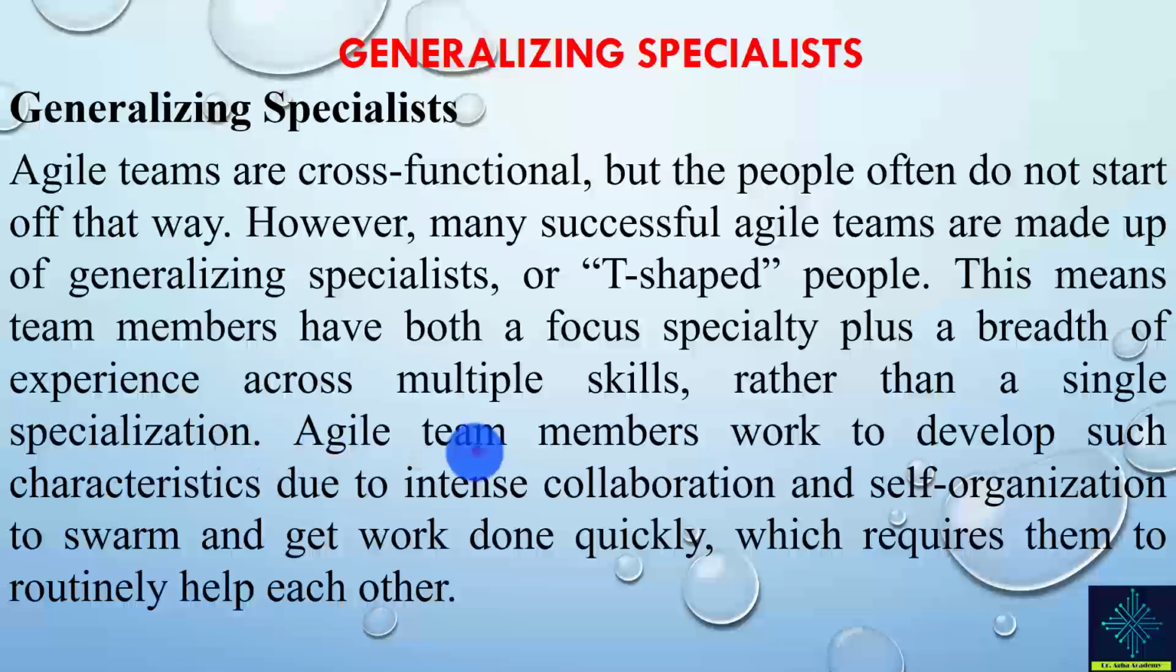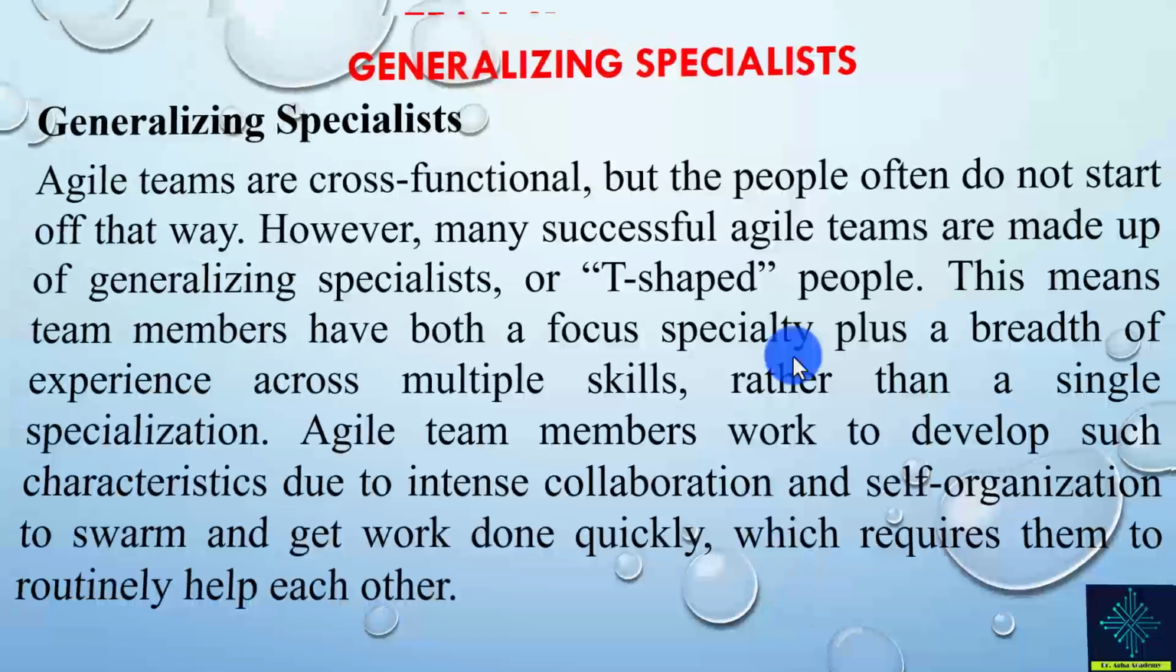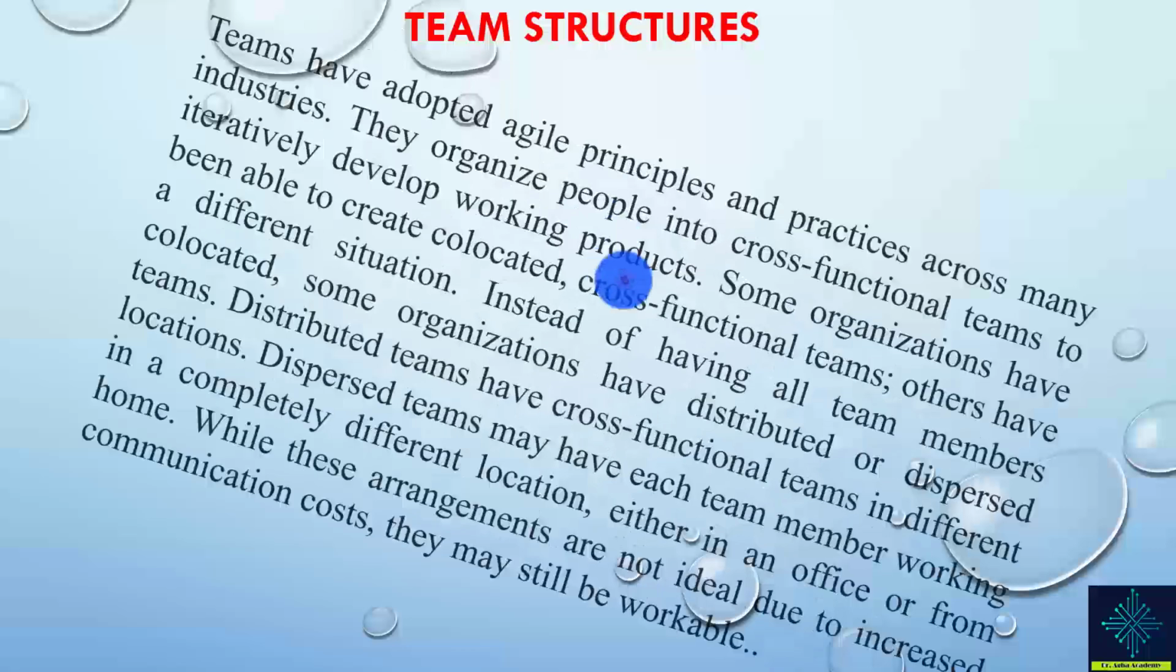Agile team members work to develop such characteristics due to intense collaboration and self-organization. This is very important. We do this to swarm and get work done quickly. We want to quickly deliver the work, and this requires them to routinely help each other. So everyone gives to the others. Every team member gives something to the other members.